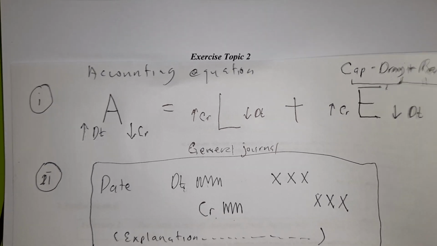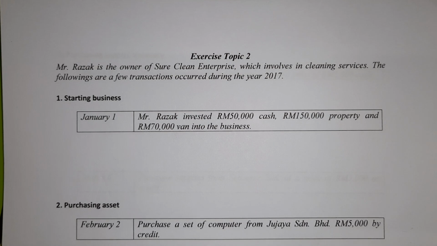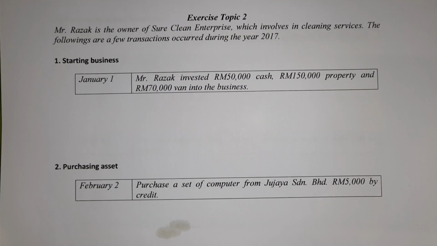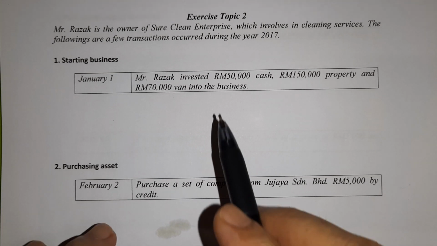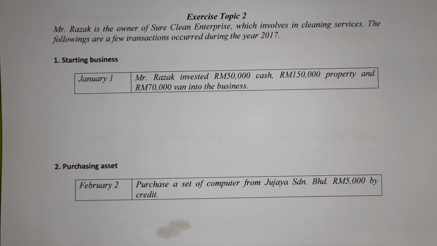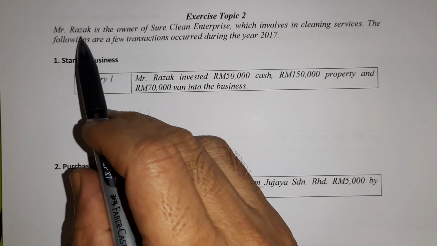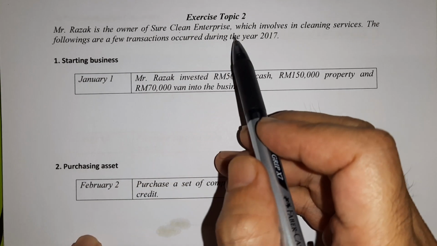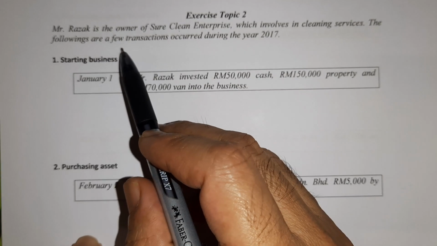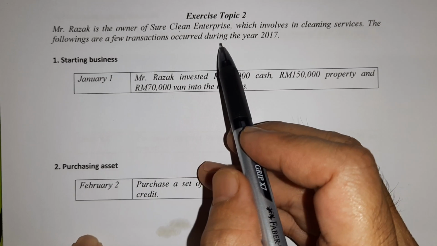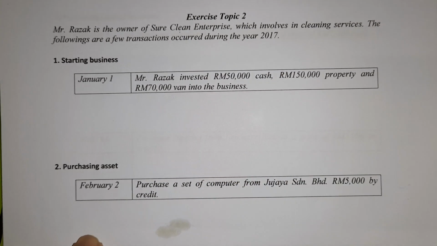Okay, now let's see this question. The first question says, to make it easy for you to do this, you have to imagine that this business is your business. In this question, Mr. Razak is the owner of Sure Clean Enterprise, which is involved in cleaning services. The following are a few transactions that occurred during the year 2017. So you imagine this is your business.